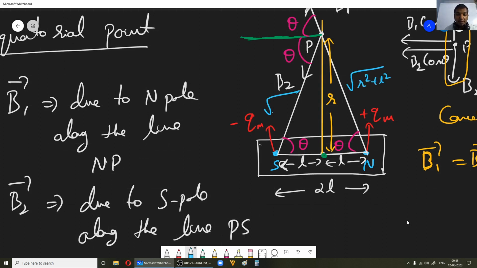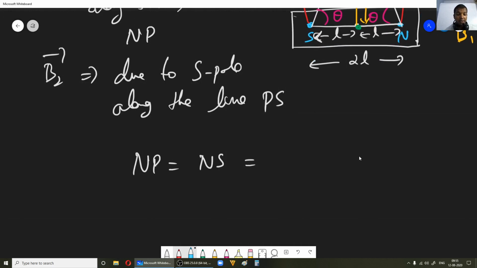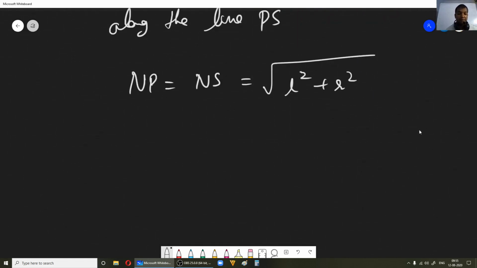Now this will also be square root of R square plus L square. Now NP is equal to NS, that will be equal to square root of R square plus L square. Yeah, this is right.